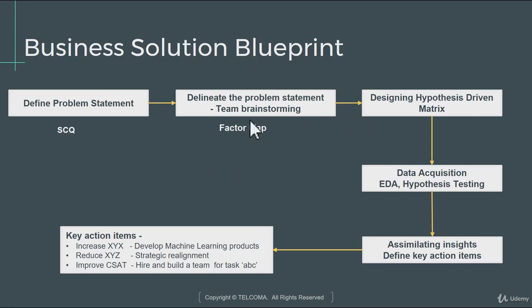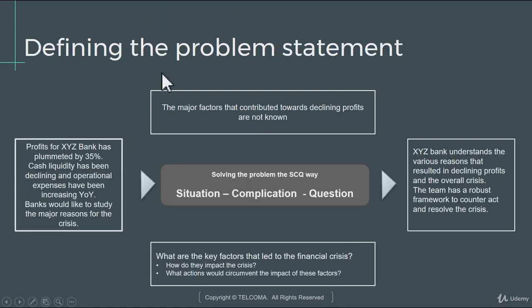This would be connected with the SEQ. If you remember in the previous slide, we talked about SEQ, where we asked, okay, fine, this is the complication, and what are the key questions that need answers to move ahead? So the key question over here is, what are the key factors that led to the financial crisis? Now, this is where the team starts and begins solving the problem.